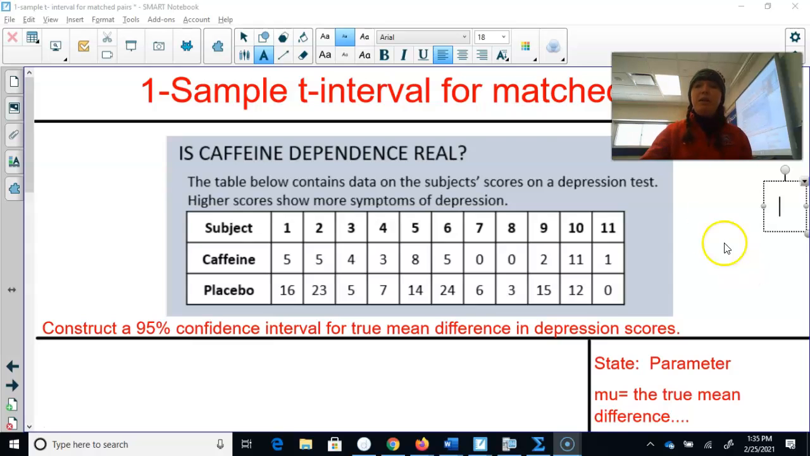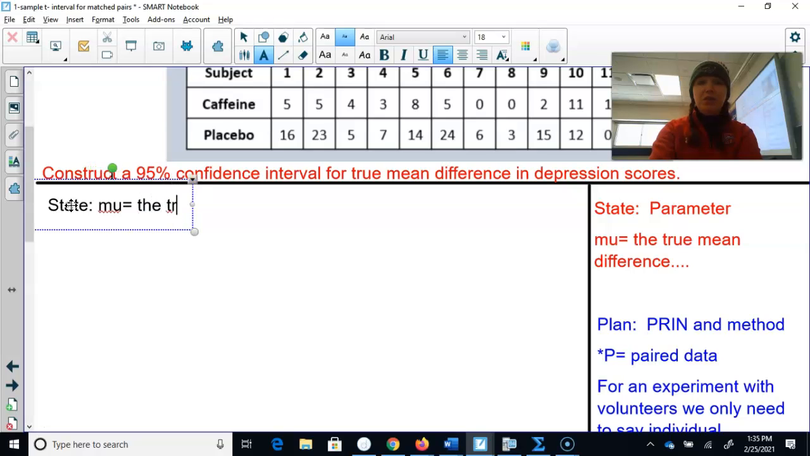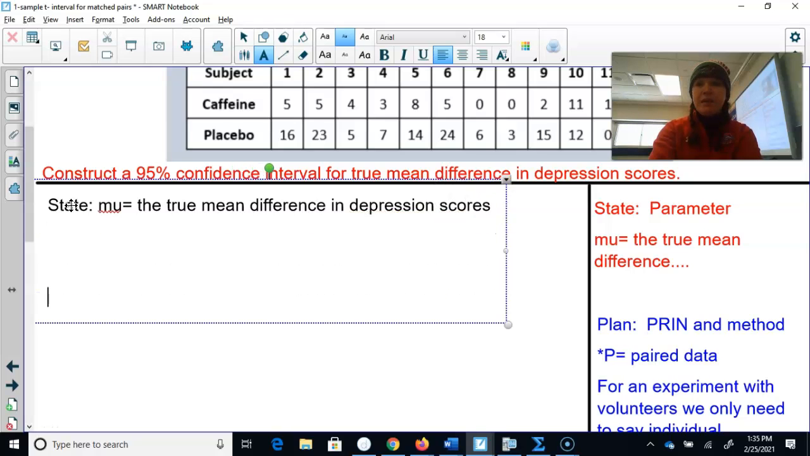All right, ladies and gentlemen, the first thing that we want to do for state is we want the parameter. With an interval, we do not need a null hypothesis, an alternative hypothesis, and we do not need an alpha level. We're going to just go ahead and get right to the state. Our mu is equal to the true mean difference in depression scores. We jump right to the plan now.